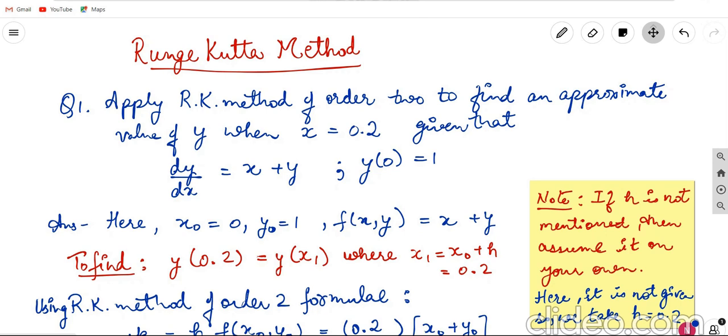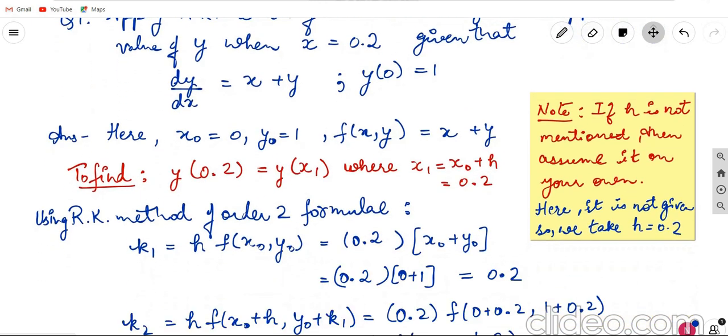Note here, if h is not mentioned in the question, then you can choose h on your own. Here, as h is not given in the question, I'll be taking h as 0.2 because I have to find out y at 0.2. So it's better that we take h to be 0.2 so that we have less number of steps. So here you will see that y at 0.2 we have to calculate, that is y at x1. What is my x1? That is x naught plus h. So 0 plus 0.2 will give me x1 as 0.2.